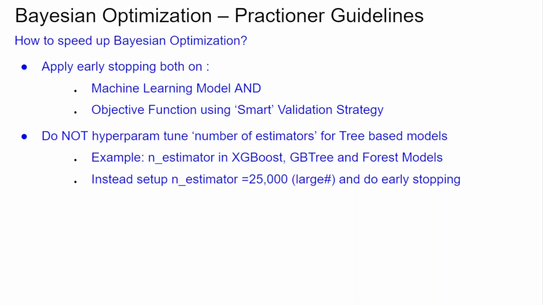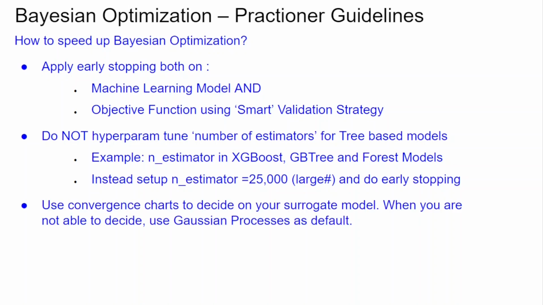Or alternatively, you can set n_estimators to a very, very large value. I've just set it up here, 25,000. You could set it to 100K, whatever those particular large numbers are, and then just do early stopping. Though this is not recommended, if you really have to do it, take this approach.